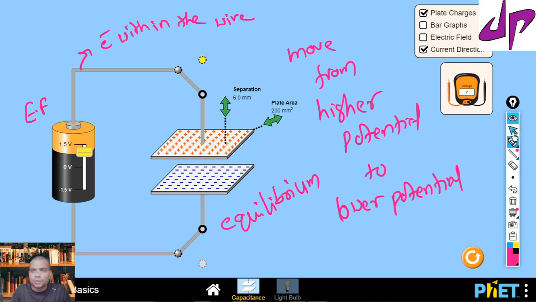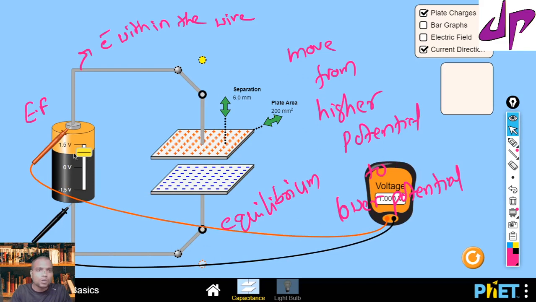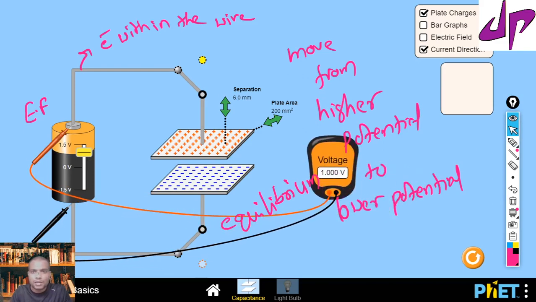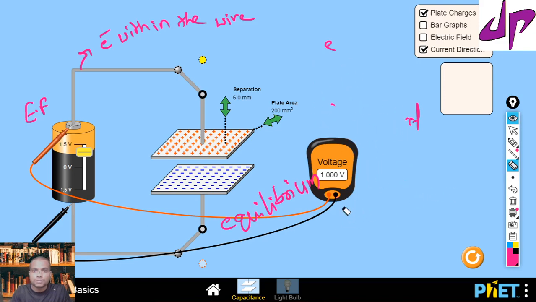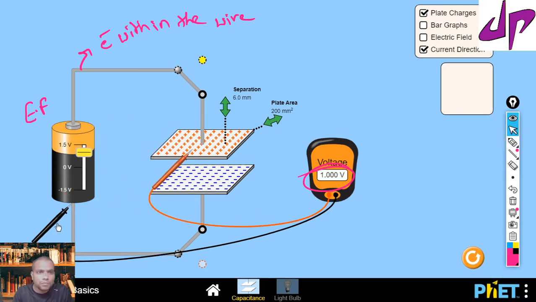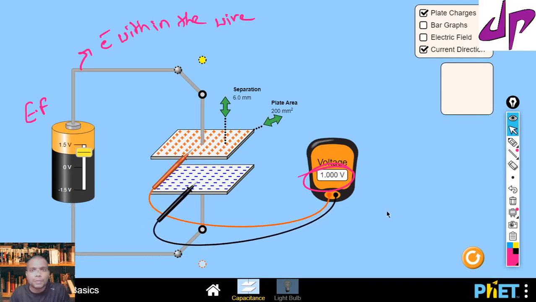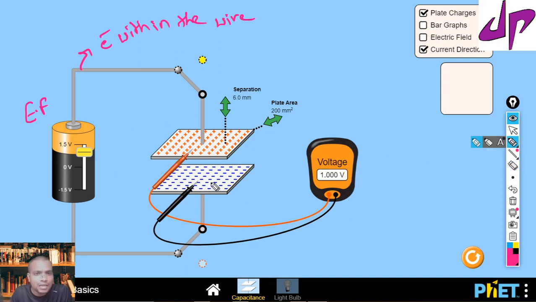Suppose I measure the potential difference here, not on the cell. For the cell, let me clear this writing, the voltmeter shows 1.0 volt from the battery. Suppose I measure the same potential difference across the conducting plates. Now the conducting plates also show the same potential difference. It means whatever potential difference exists in the battery, the same potential difference these conducting plates also reached.